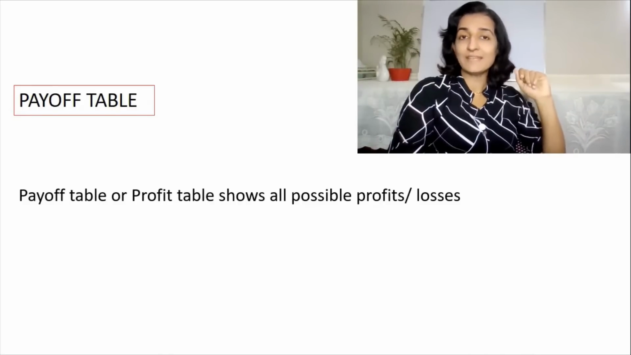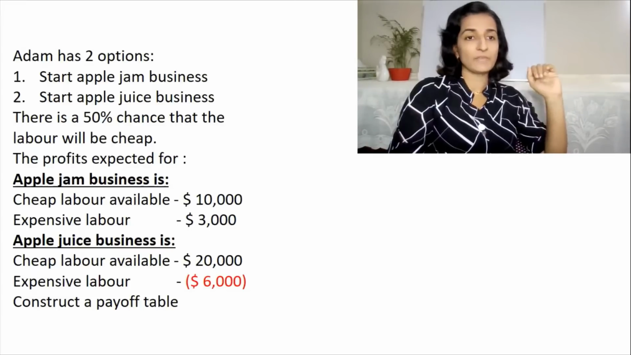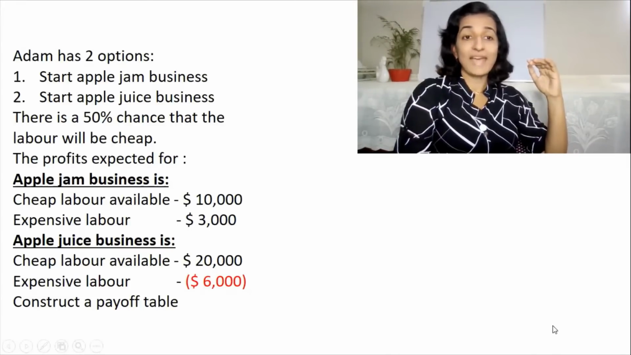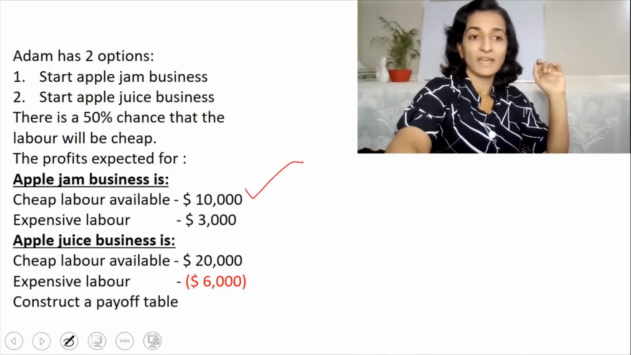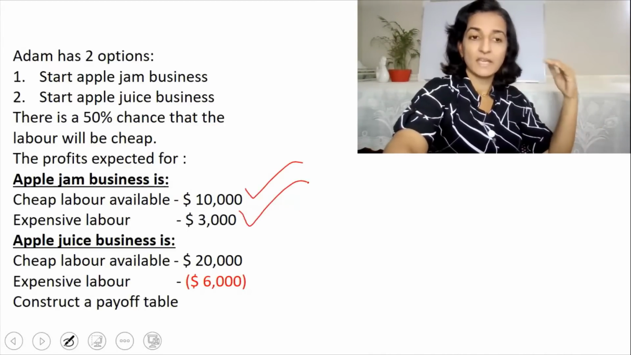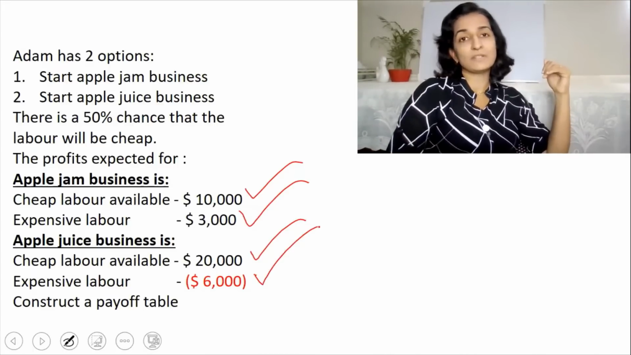We will take the very same example of Adam that we did in part 1 and part 2 for constructing a payoff table. Adam has two options: start the apple jam business or the apple juice business. There is a 50% chance that the labor will be cheap. Now, the profits expected from the apple jam business is, if cheap labor is available, $10,000. And if he gets expensive labor, it's $3,000. And for the apple juice business, if cheap labor is available, $20,000. And if expensive labor is obtained, there is a loss of $6,000.